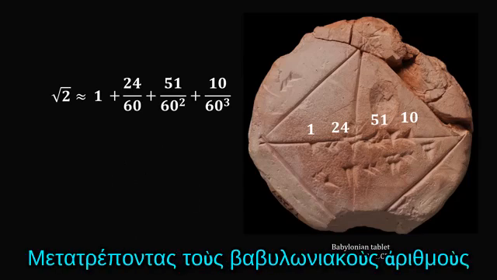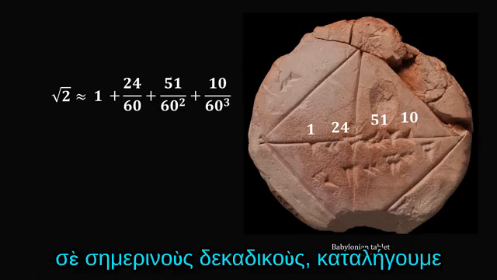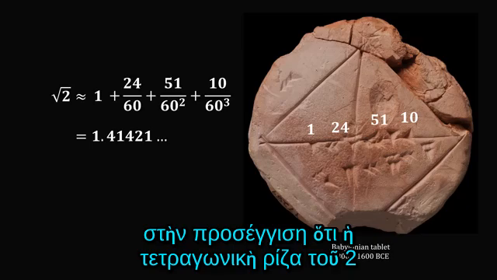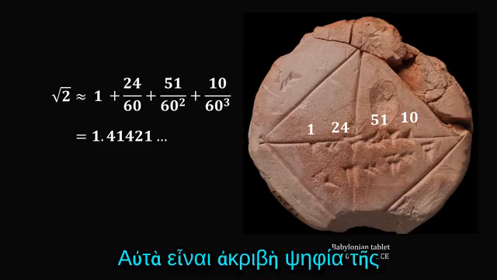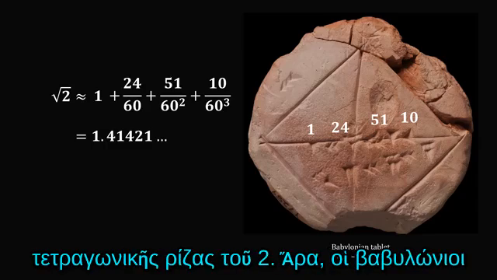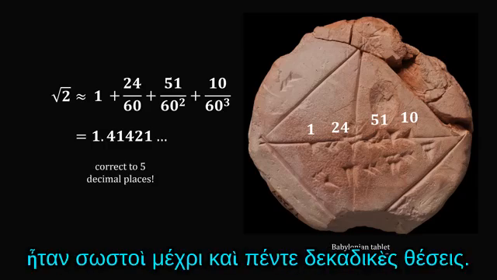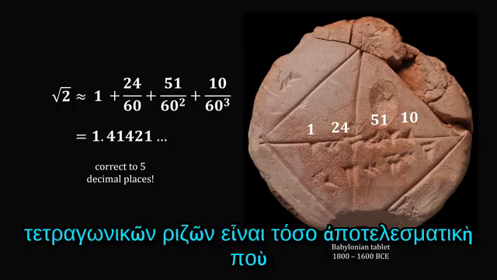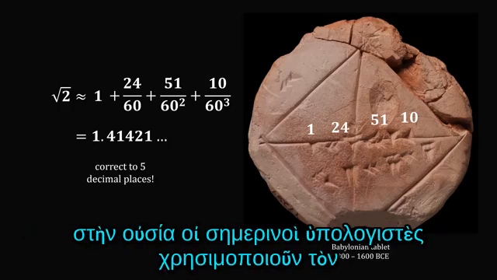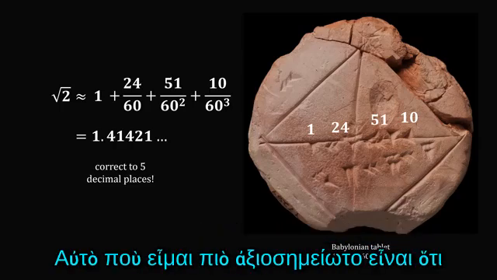Converting the Babylonian numbers into a modern decimal number, we end up with the approximation that the square root of 2 is equal to 1.41421. These are all accurate digits of the square root of 2. So the Babylonians were correct to 5 decimal places. Their technique for computing square roots is so efficient that essentially modern computers use the same algorithm.